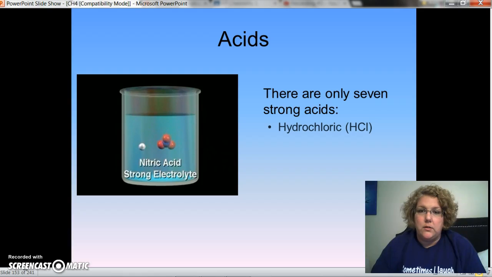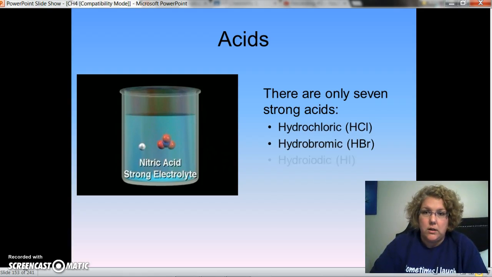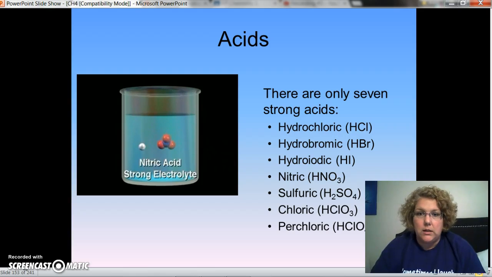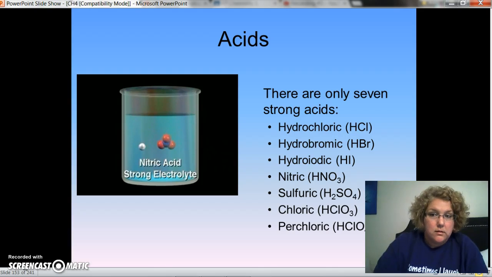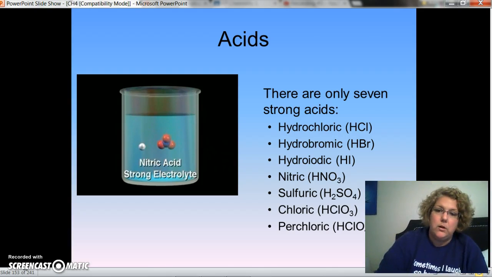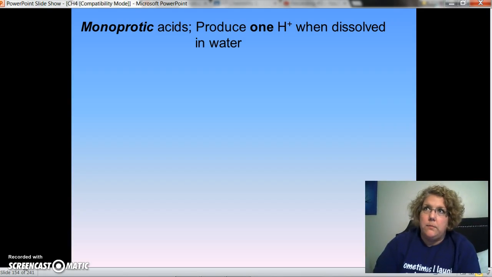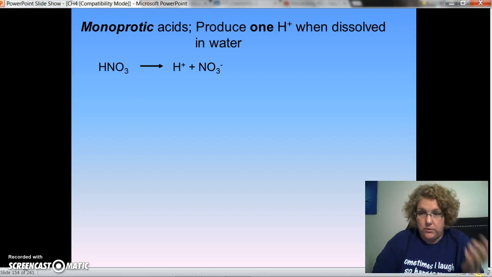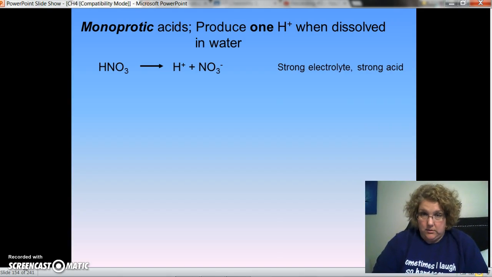All right, there are 7 strong acids, as you know: hydrochloric, hydrobromic, hydroiodic, nitric, sulfuric, chloric, and perchloric. They're strong acids because they dissociate completely in water. Now, we can group them into categories based on the number of H pluses or protons that they donate to the solution. Monoprotic acids produce 1 hydrogen when they are dissolved in water, like HCl or HNO3. Hydrochloric or nitric are both monoprotic. In this case, it's a strong electrolyte, a strong acid. This is one of our strong acids.